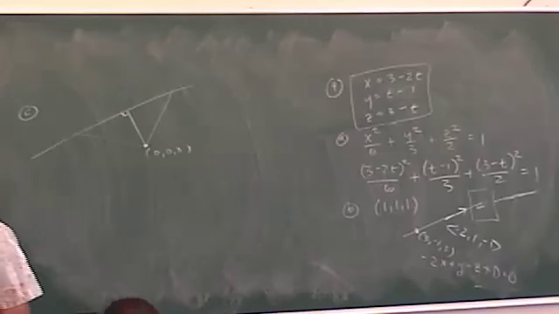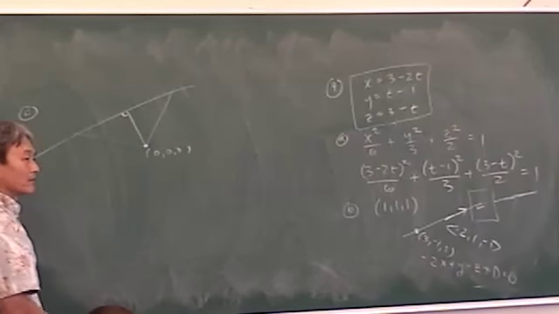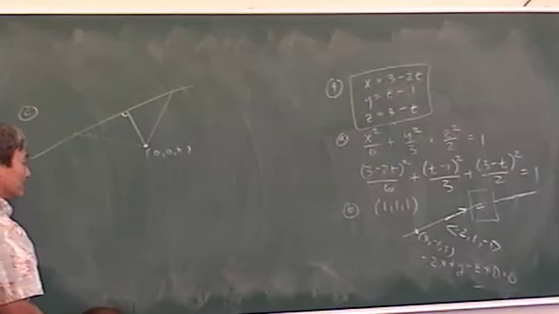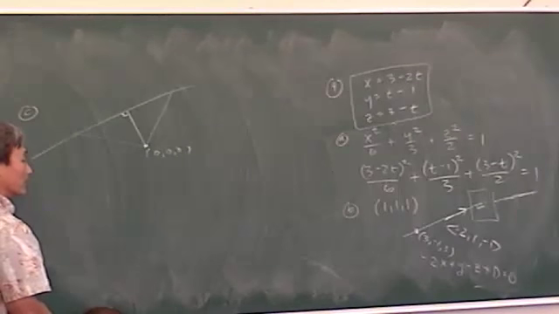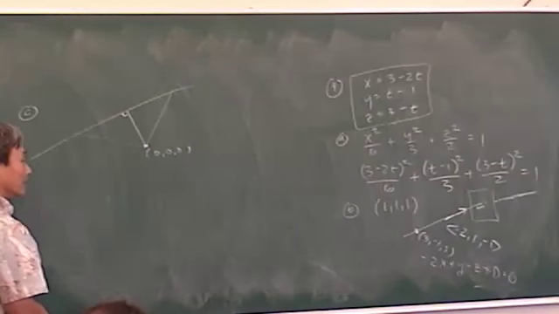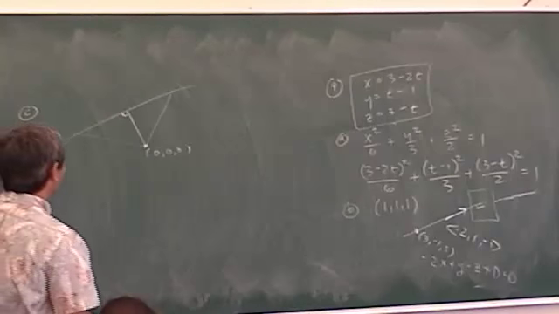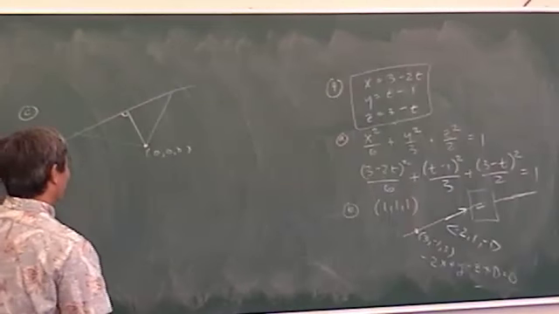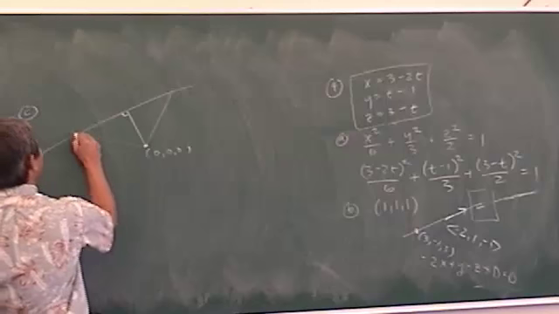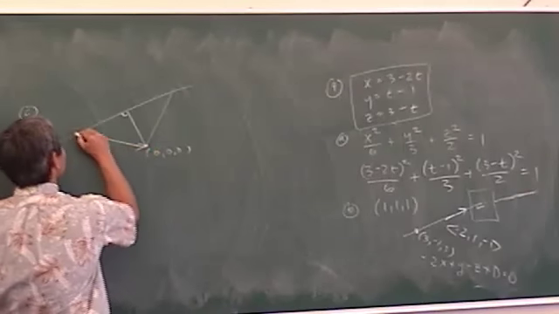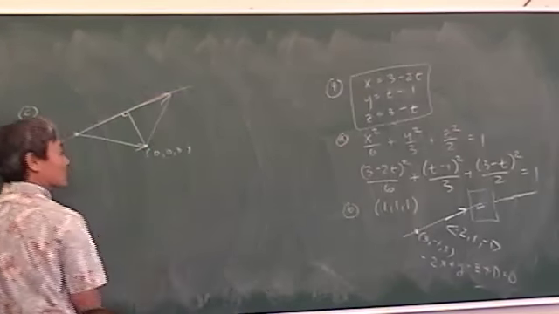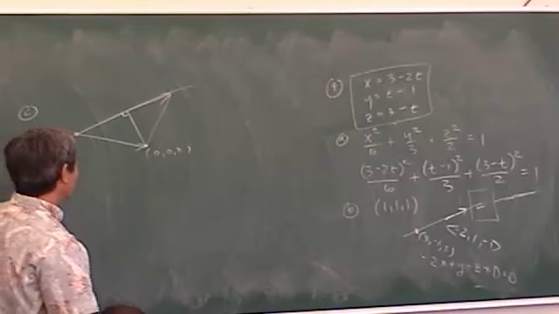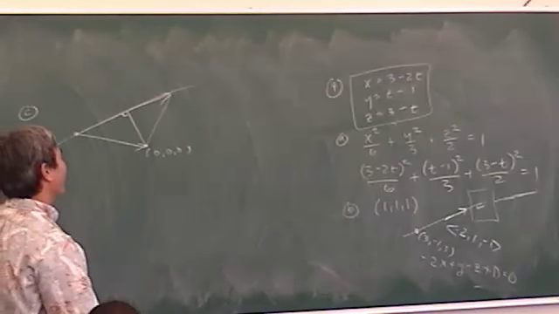Okay, does anybody remember how to do it? We're doing the problem, right? So you use the cross product. What you need is this and this. You need those two vectors. That's what you gotta do. Use the cross product.